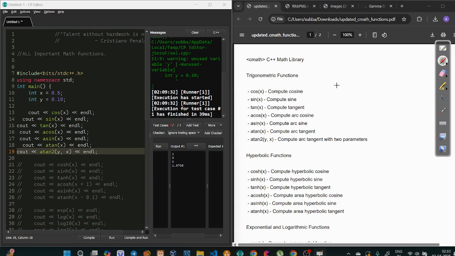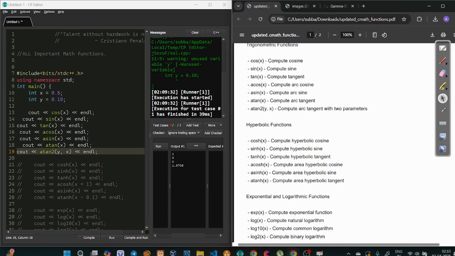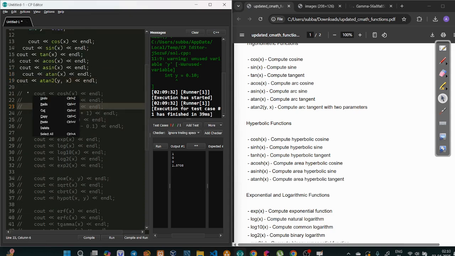And now coming to cosh. Basically, if you want to calculate angles in a hyperbola, you use hyperbolic functions like this. So if you want to calculate the angle, you use hyperbolic functions for that: cosh, sinh, tanh, acosh, asinh, atanh. It's very simple, and you implement it the same way that you have implemented sin, cos, tan. It gives you the value accurately.